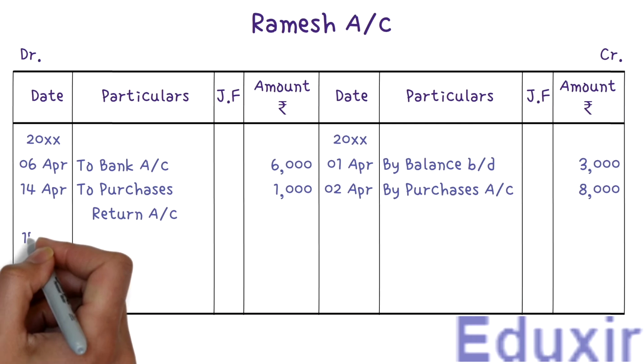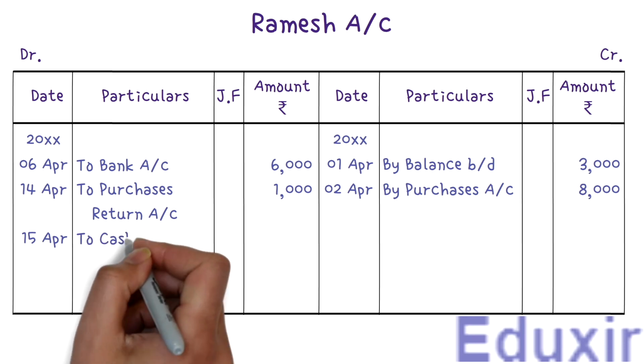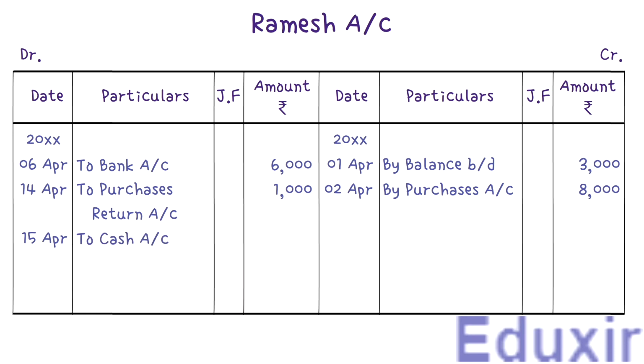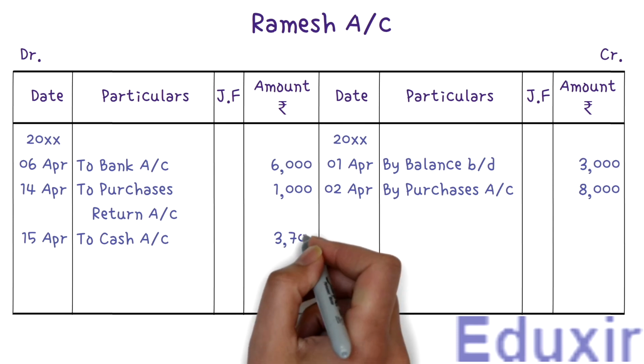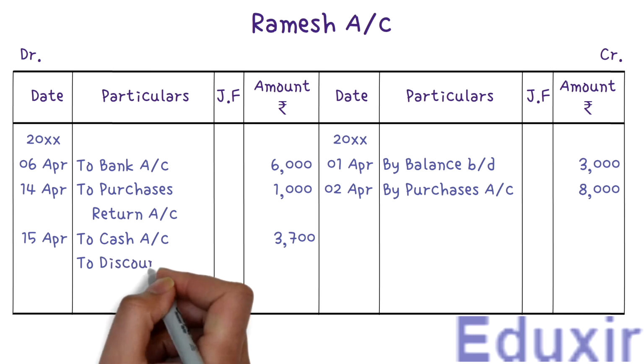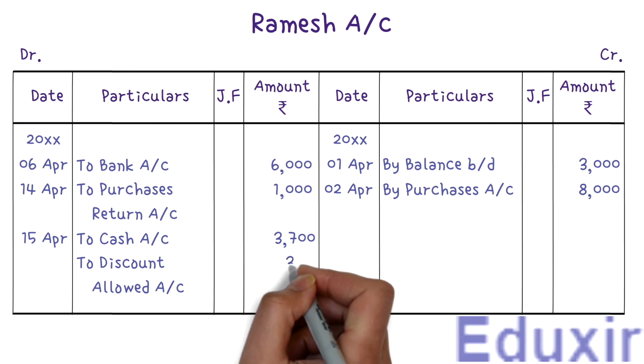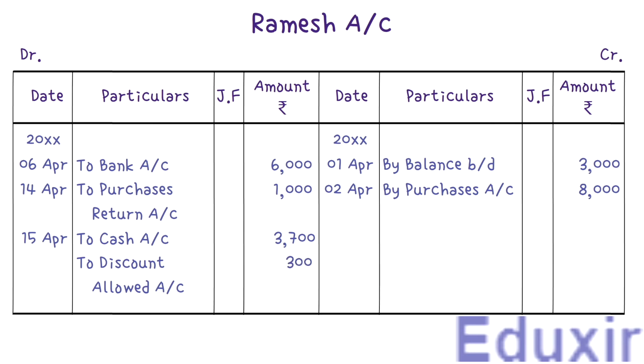Let's first write the date. Let's then write to cash account into the particulars column. Let's then write the debit amount of 3700 rupees in the amount column. Let's now post the other entry for discount allowed. As this discount allowed is also on the same day, we can skip the date part. Let's then write to discount allowed account in the particulars column. Let's then write the debit amount of 300 rupees in the amount column. With that, we have completed the posting of this journal entry into Ramesh account.